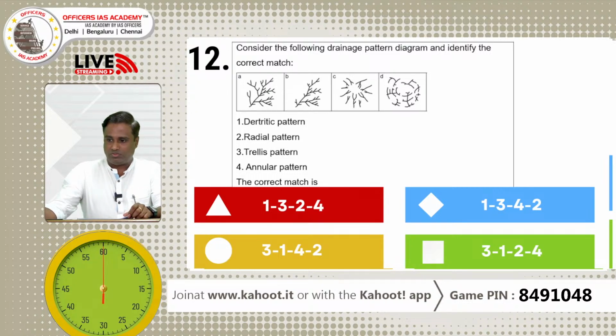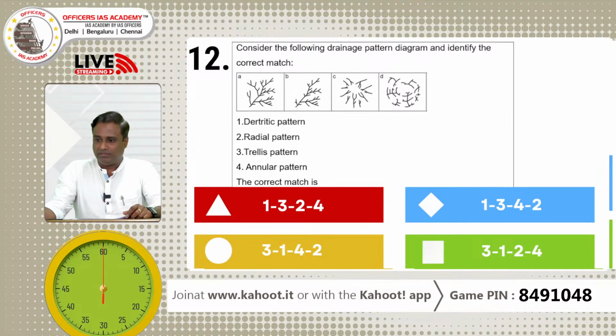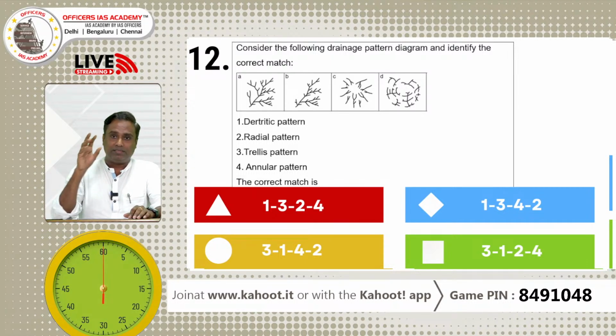Last 5 seconds and the time is going to be up now. Okay, now move on to the answers. They are given 4 patterns: dendritic pattern, radial pattern, trellis and annular pattern. These are the 4 drainage patterns. So patterns means the spatial arrangement of rivers and their tributaries. And the definition has been given in the pictures A, B, C, and D.